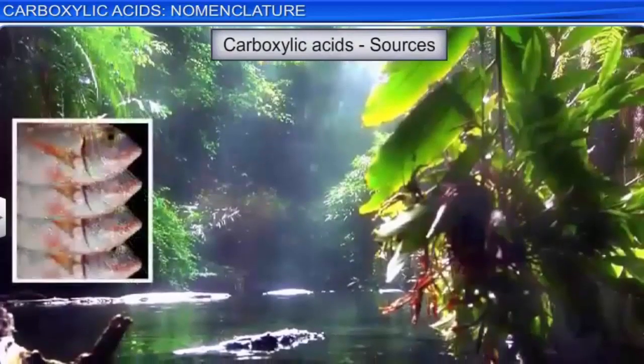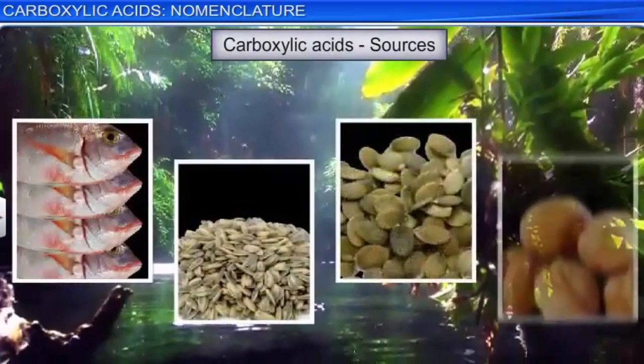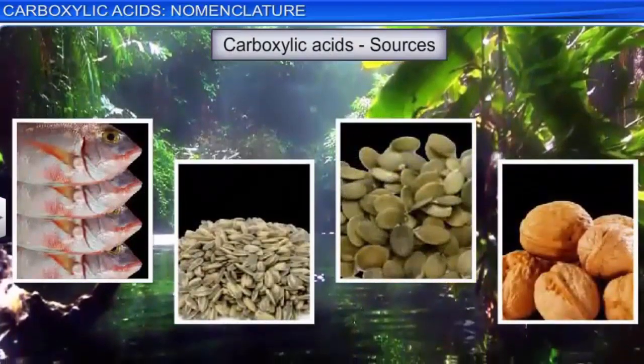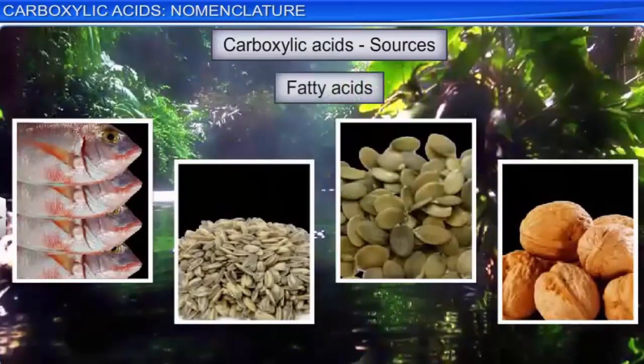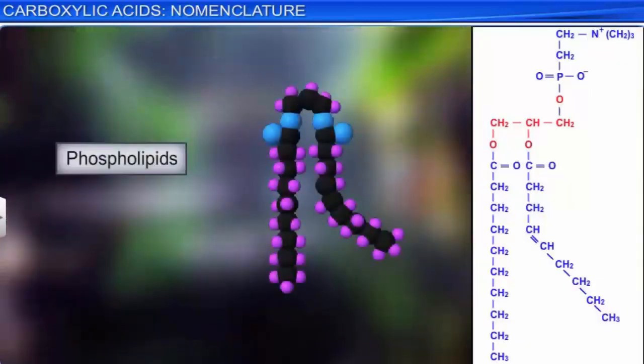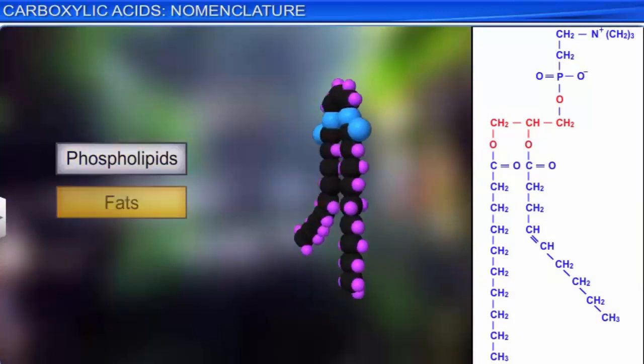Carboxylic acids are widespread in nature. Higher members of aliphatic carboxylic acids, known as fatty acids, are important components of the biomolecules such as lipids, fats and oils.